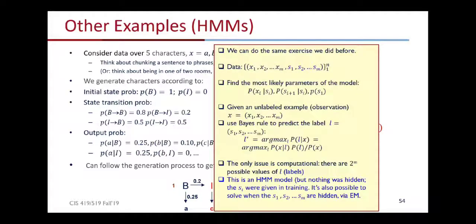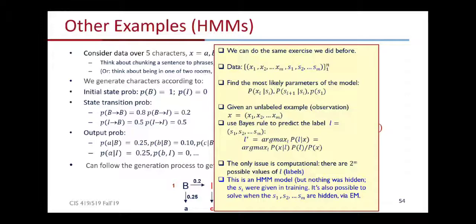So here is the abstract problem. We have data. Each data item, 1 to n, consists of m observations and potentially of m states, maybe not. Maybe you don't observe this part. And you want to find the most likely parameters of the model. What are the parameters of the model?